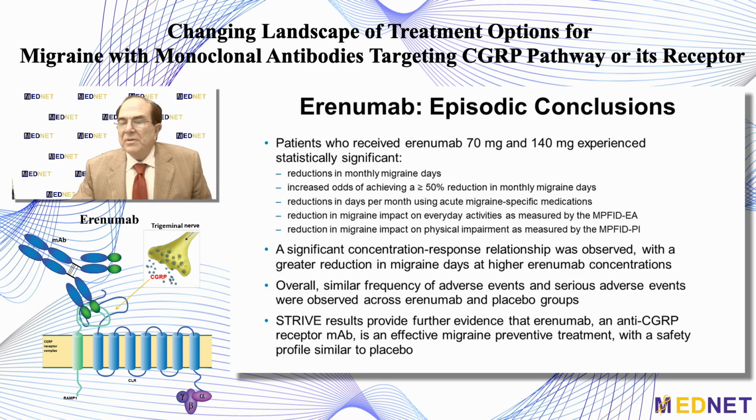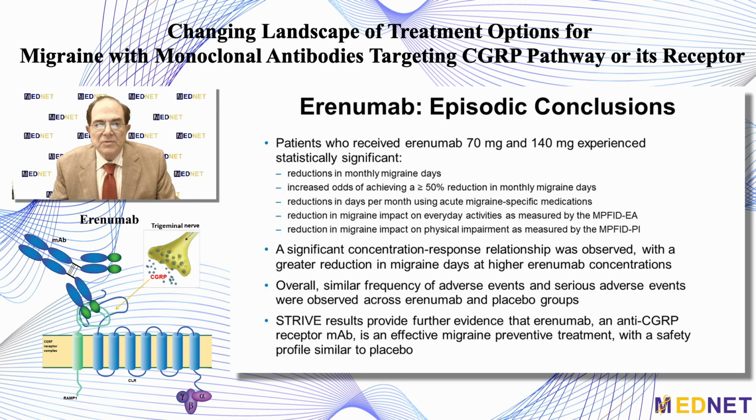So what were the conclusions in the episodic migraine study? Patients who got either 70 or 140 milligrams got relief. In whatever measure we looked at, migraine days, monthly migraine days, acute medication use, a significant concentration response relationship was observed with a greater reduction in migraine days at higher Erenumab concentrations. The adverse events and serious adverse events were similar to Erenumab and placebo. And this study showed evidence that anti-CGRP receptor monoclonal antibody is effective for migraine prevention with a safety profile similar to placebo.